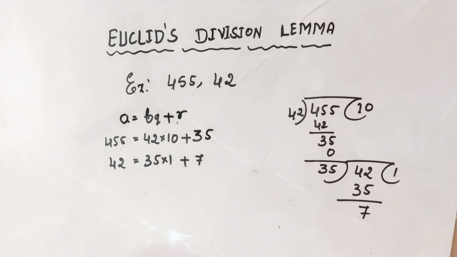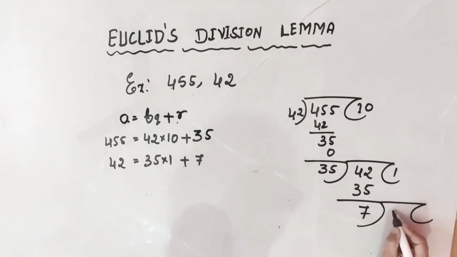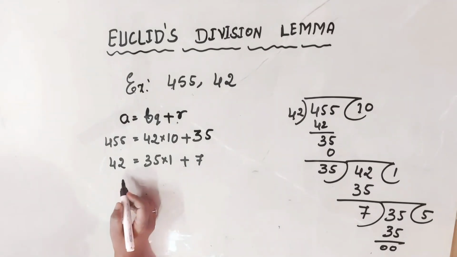Till the remainder is 0, we have to go on doing this. Now 7 will become the divisor and 35 is the dividend. Now see, 7 5s are 35. I hope you are seeing this. Okay, 0 is the remainder. Now in this case, how can we write it?